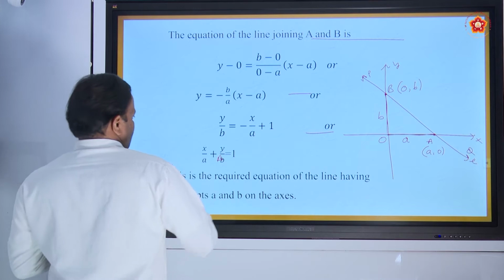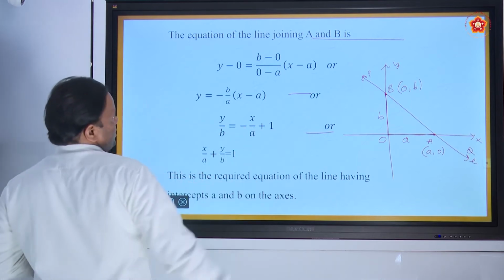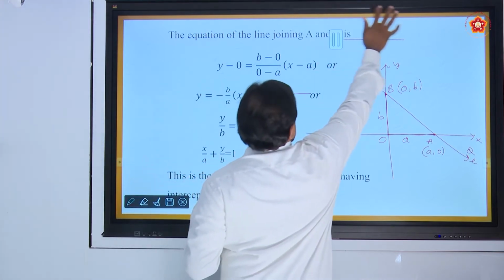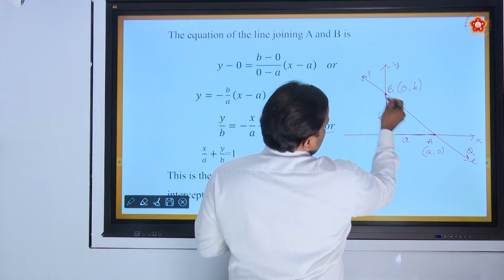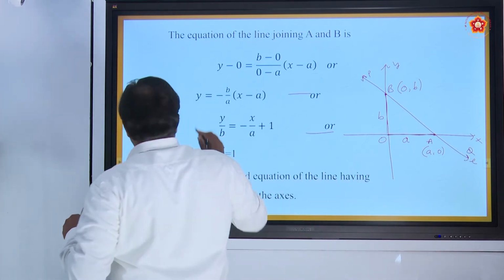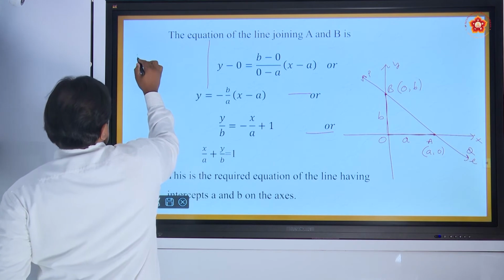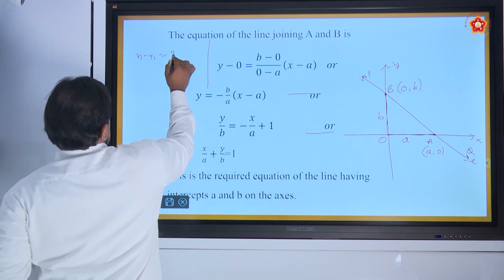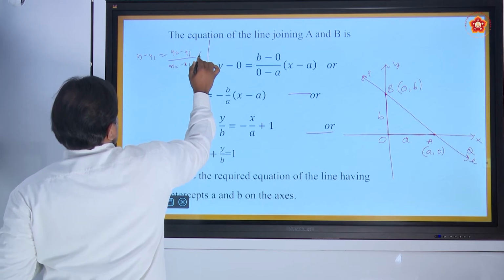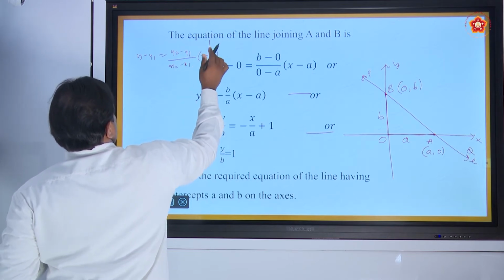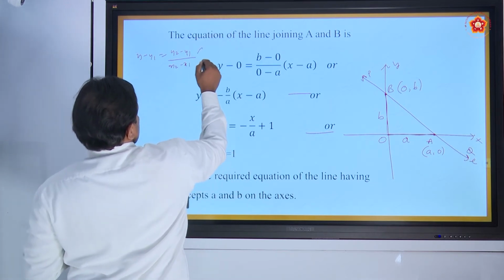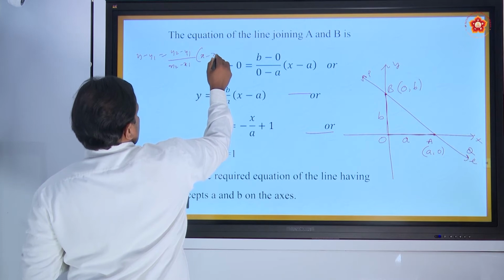So let us start next. How can you derive it now? This is very important. Observe here. The equation of AB, that is the line L, is: how can we write the equation of AB? You know the equation of a straight line in two-point form: y minus y1 is equal to (y2 minus y1) divided by (x2 minus x1) into (x minus x1). We already completed this in the previous session, that is the third theorem.